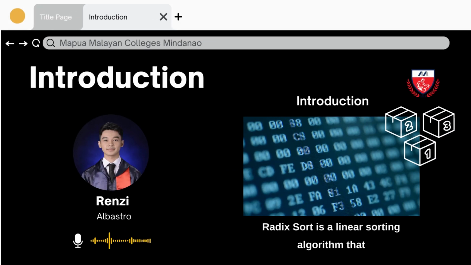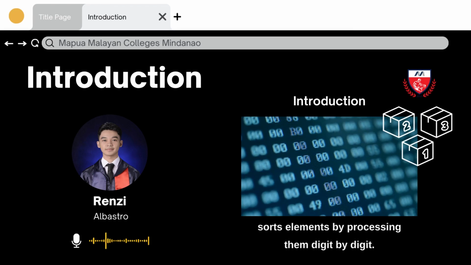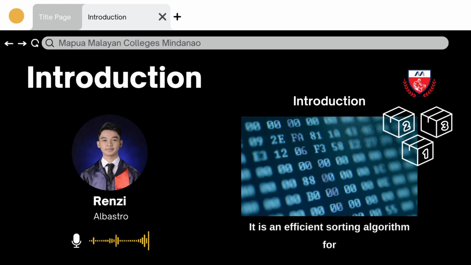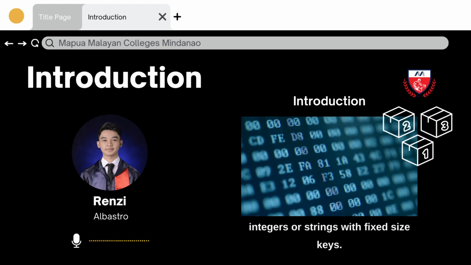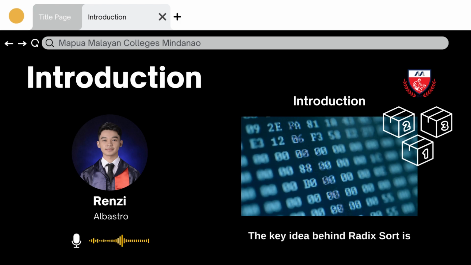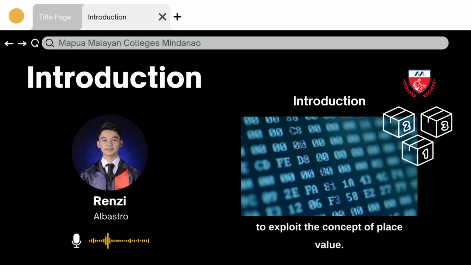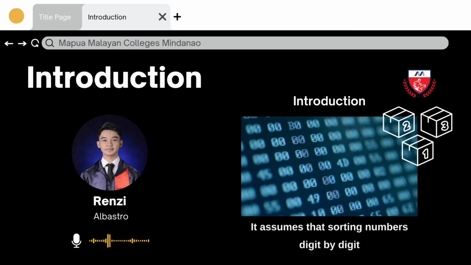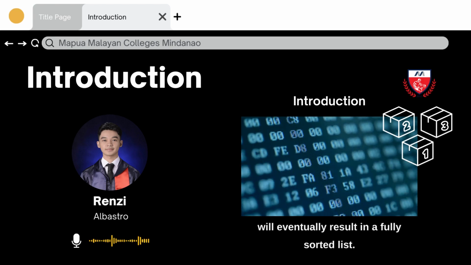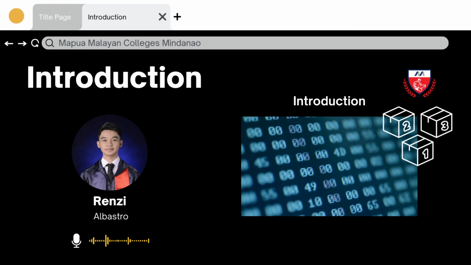Radix sort is a linear sorting algorithm that sorts elements by processing them digit by digit. It is an efficient sorting algorithm for integers or strings with fixed size keys. The key idea behind radix sort is to exploit the concept of place value. It assumes that sorting numbers digit by digit will eventually result in a fully sorted list.